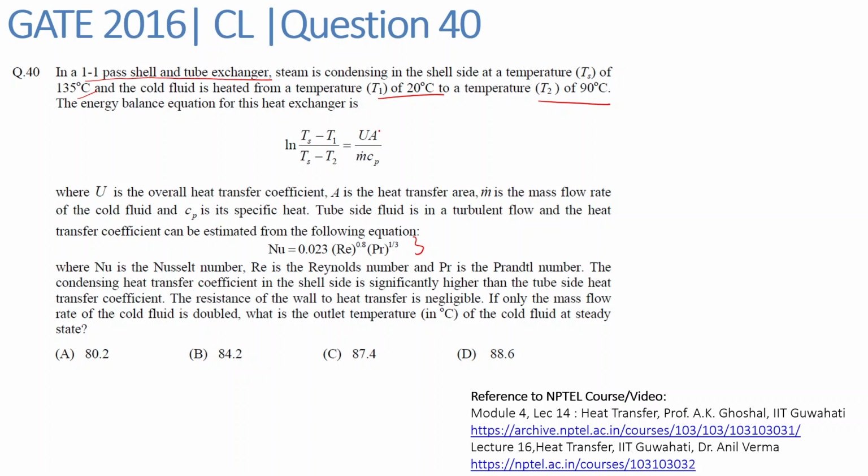The energy balance for this heat exchanger is given by this equation, where U is the overall heat transfer coefficient, A is the heat transfer area, m dot is the mass flow rate of the cold fluid, and Cp is its specific heat. Tube side fluid is in turbulent flow, and the heat transfer coefficient can be estimated from the following equation, where N is the Nusselt number, R is the Reynolds number, Pr is the Prandtl number. The condensing heat transfer coefficient in the shell side is significantly higher than the tube side heat transfer coefficient. The resistance of the wall to heat transfer is negligible. If only the mass flow rate of the cold fluid is doubled, what is the outlet temperature of the cold fluid at steady state?